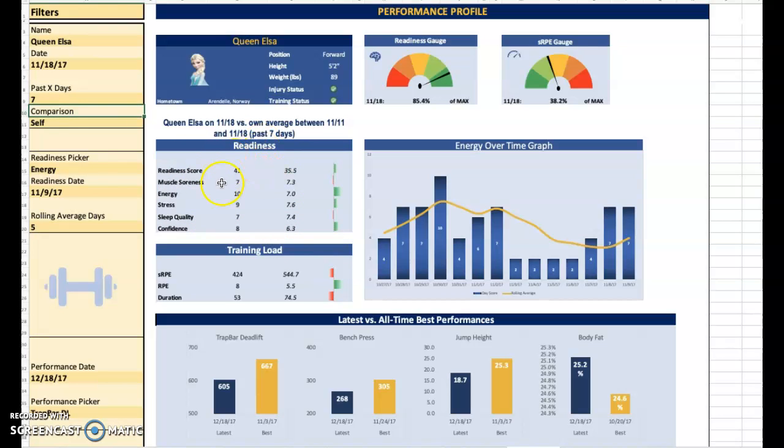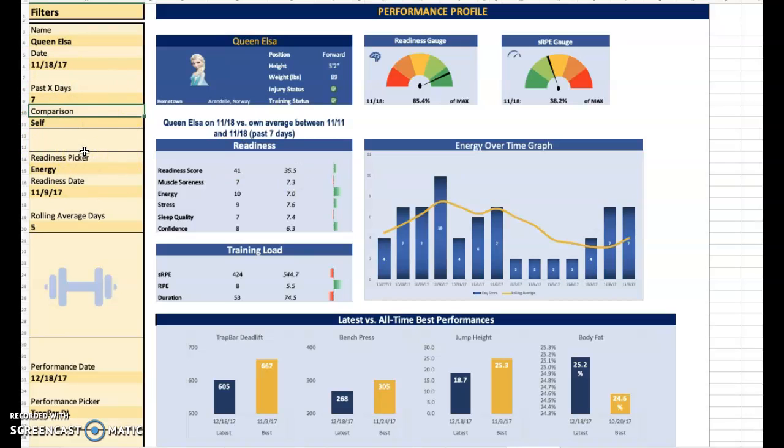The first number we see in this column here, next to each of the readiness indicators, are the readiness values on this given date. The column next to the values here are the athlete's individual average over the past 7 days. We can change the comparison from themselves to their team or even their position chosen through the filter section to your left.